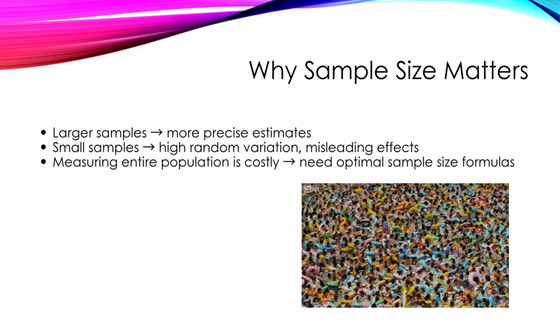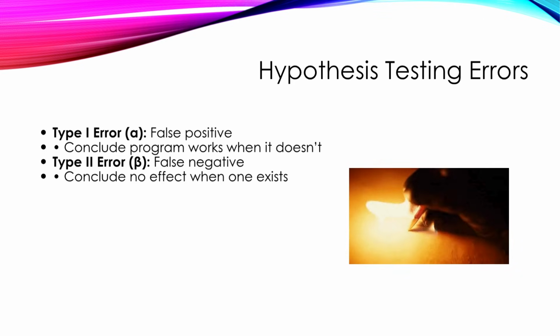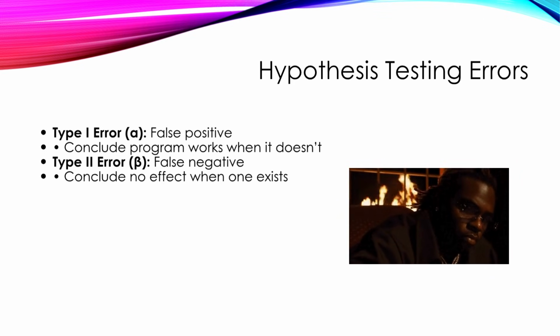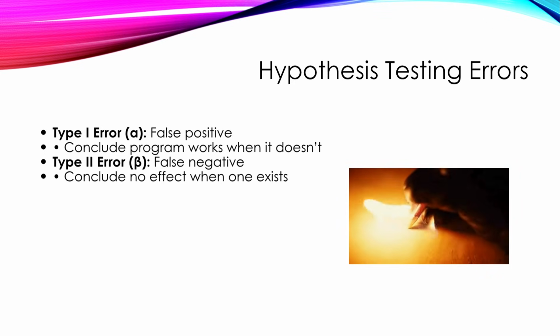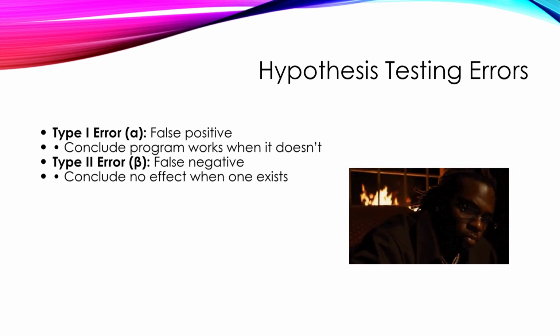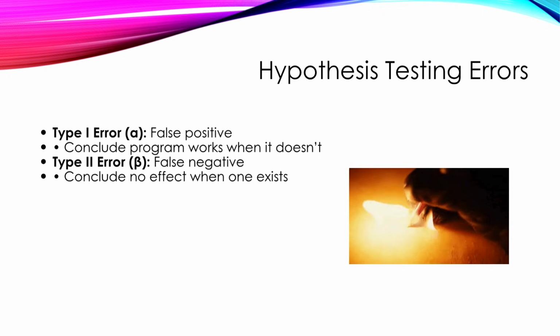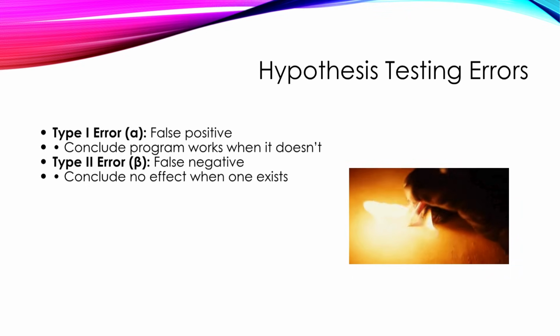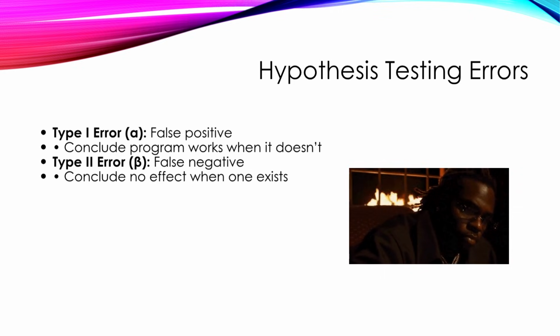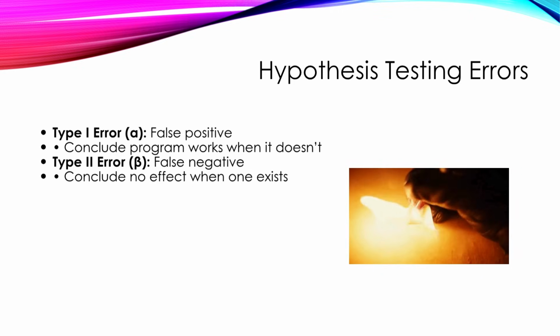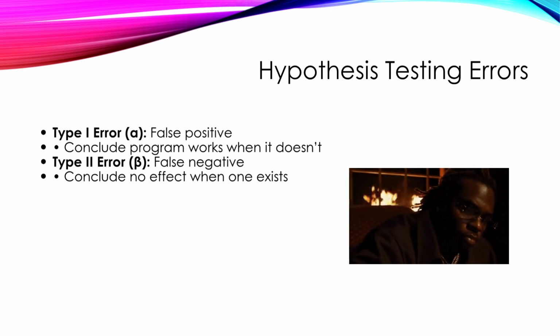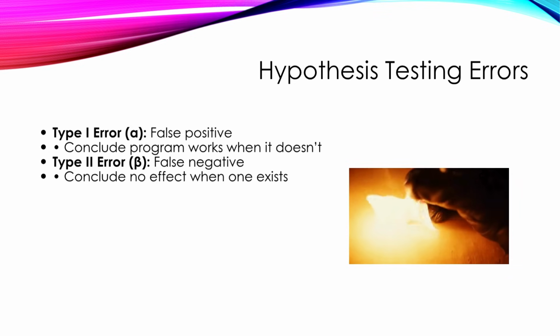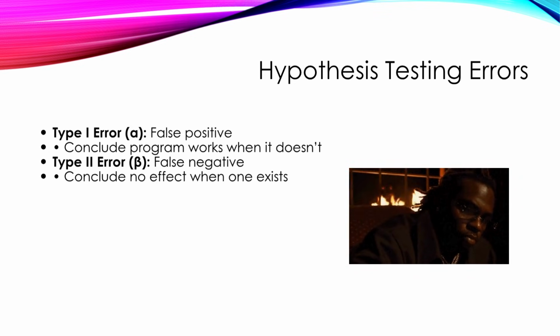In terms of hypothesis testing errors, we have a type 1 error, which is a false positive, rejecting a true null hypothesis, for example, concluding the program worked when it didn't, and its probability is denoted by A or alpha, the significance level. And then we have type 2 errors, a false negative. This is failing to reject a false null hypothesis, for example, concluding the program had no effect when it did. Its probability is denoted by beta.